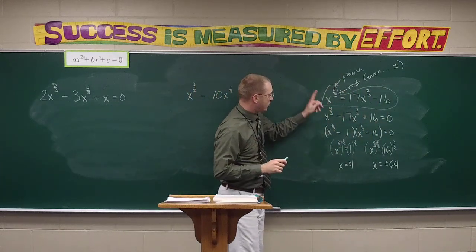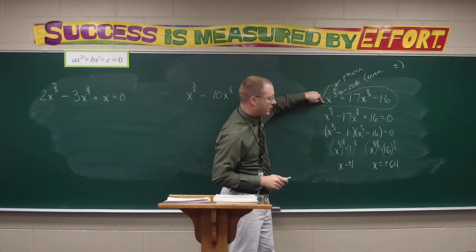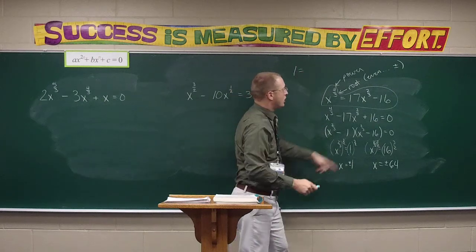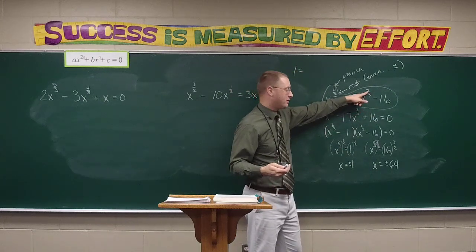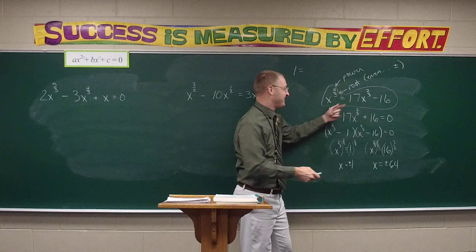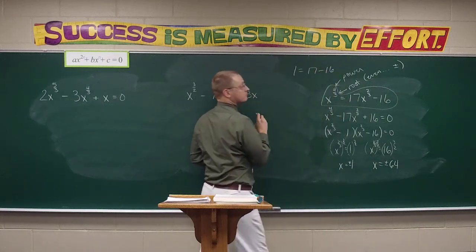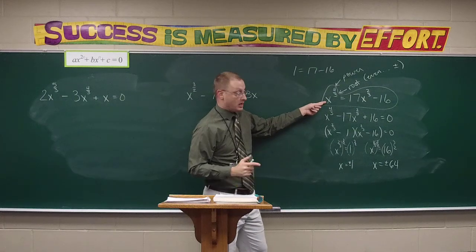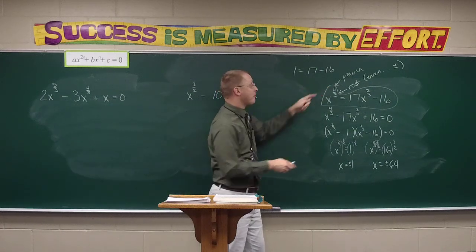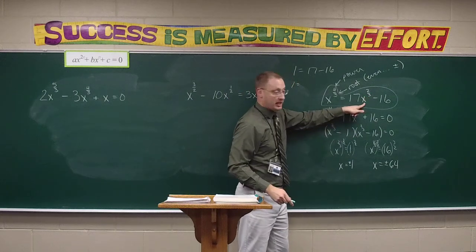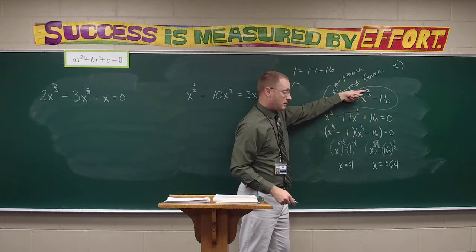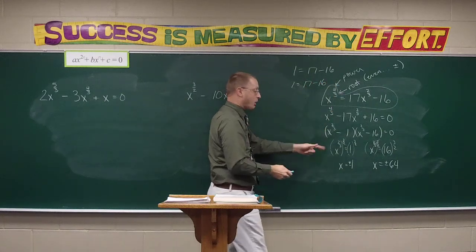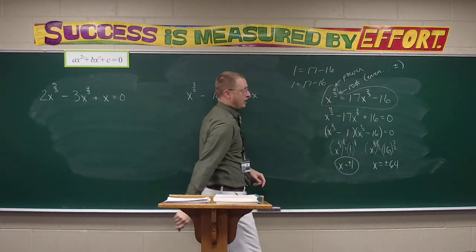All right. Cube root of 1 to the 4th, 1. Cube root of 1 squared times 17 minus 16. All right, let's try the negative 1. Cube root of negative 1. Negative 1 to the 4th, positive 1. Cube root of negative 1 squared times 17. And sure enough, both answers check out.